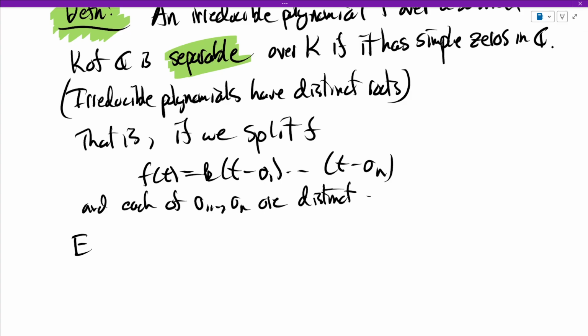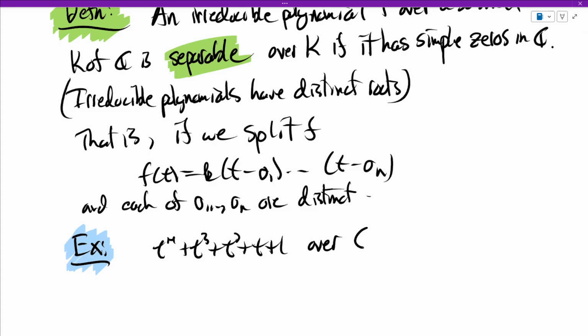So an example, well, it's going to turn out that every irreducible polynomial is separable over subfields of C. So what's an example? We'll write down any irreducible polynomial. That's an example. But explicitly, we can take as an example, similar to what's in the book here, t to the fourth plus t cubed plus t squared plus t plus 1 over Q. And this is irreducible because it's cyclotomic with p equals 5.